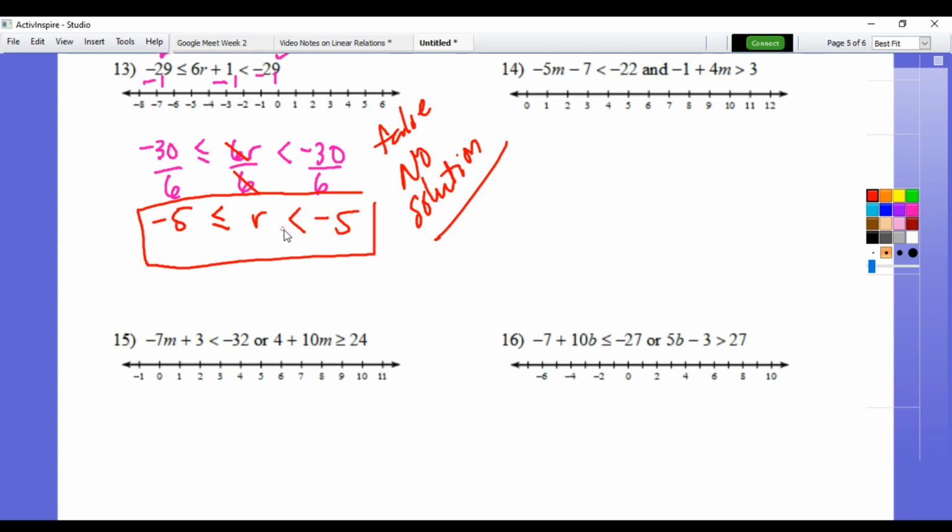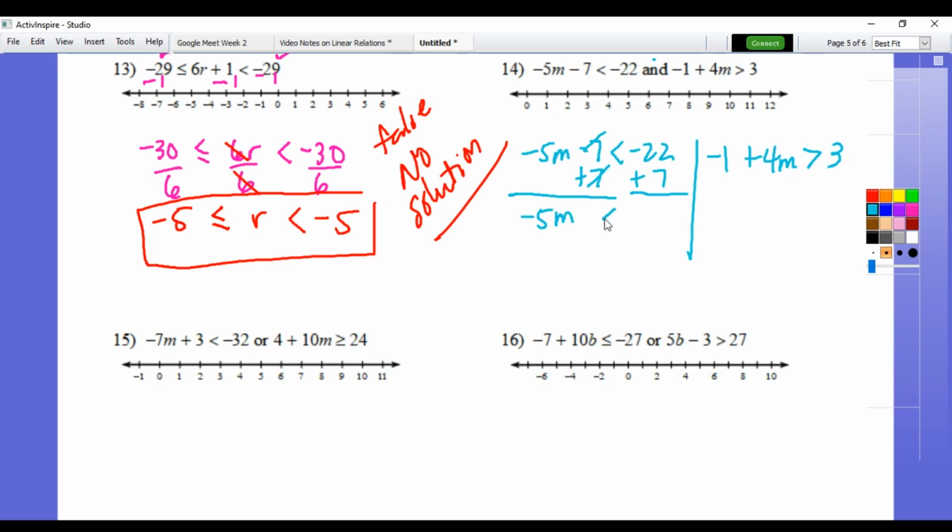You have to understand what it's implying. So moving on, number 14. It's an "and" problem, so I'm going to work them separately. Negative 5m minus 7 less than negative 22. The other one is negative 1 plus 4m greater than 3. I'm going to add 7 here, add 7 there. Negative 5m less than negative 15. You will divide by negative 5, negative 5. This will be positive 3, negative 15 divided by negative 5.